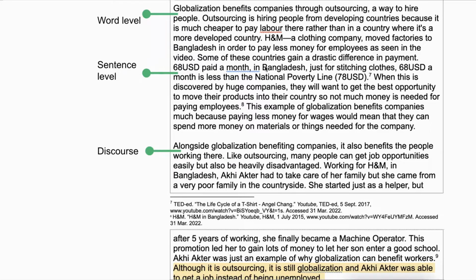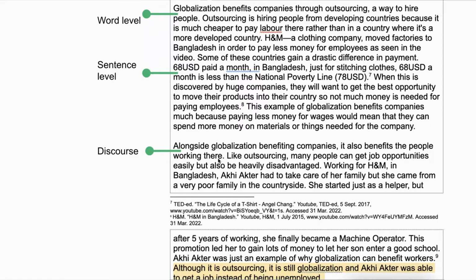$68 paid in a month in Bangladesh just for stitching clothes. $68 a month is less than the national poverty level of $78. When this is discovered by huge companies, they will want to get the best opportunity to move their products into their country. Not much money is needed for paying employees. This example of globalization benefits companies much because paying less money for wages would mean that they can spend more money on materials or things they need for the company. Alongside globalization benefiting companies, it also benefits workers there.